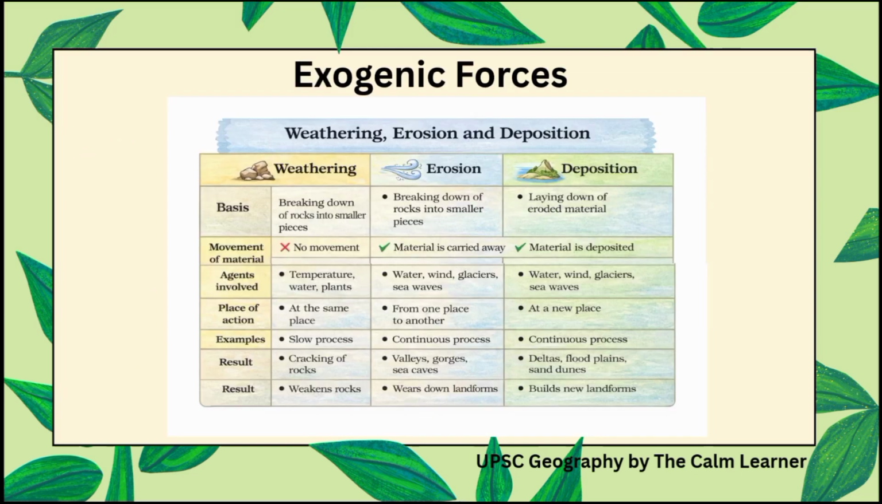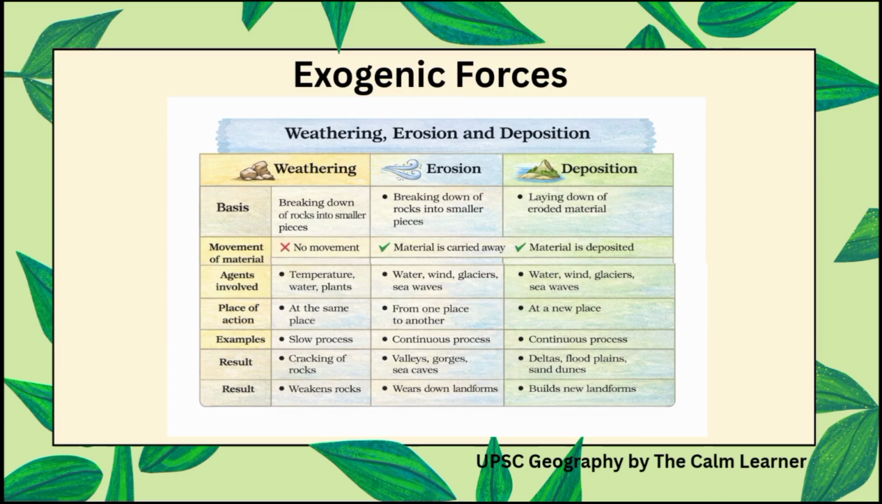Now, let us move on to exogenic forces. These forces act on the surface of the Earth and slowly change landforms over time. Exogenic forces mainly work through three processes: weathering, erosion, and deposition. As you can see in this table, first let us understand weathering.